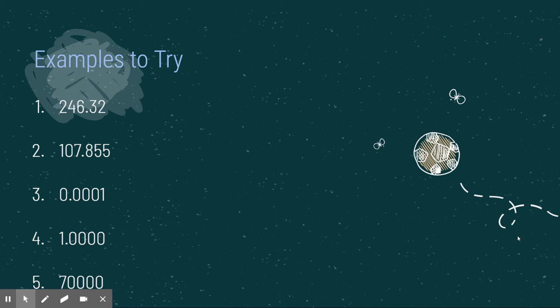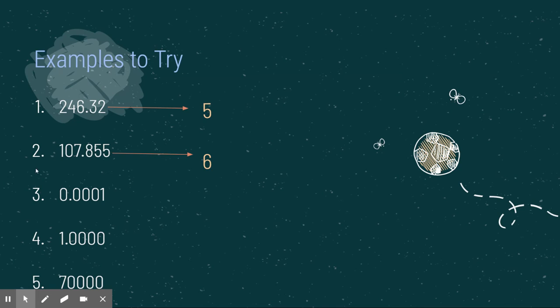Rule number 1 is if there's any zeros in front, don't count them. There's no zeros in front, so I'm going to start counting my significant digits. 1, 2, 3, 4, 5. There's no trailing zeros. There's no zeros in between. So I can say that this number has 5 significant digits in it. All right. Again, looking at number 2, there's no zeros out front. There's a 0 in the middle, but I'm going to count it, and I'm going to count all of these digits. 1, 2, 3, 4, 5, 6. So there are 6 significant digits in this number.